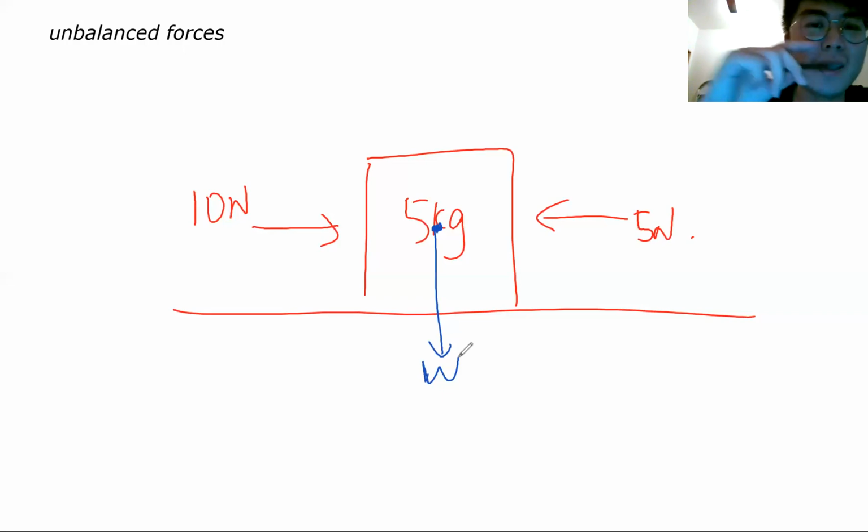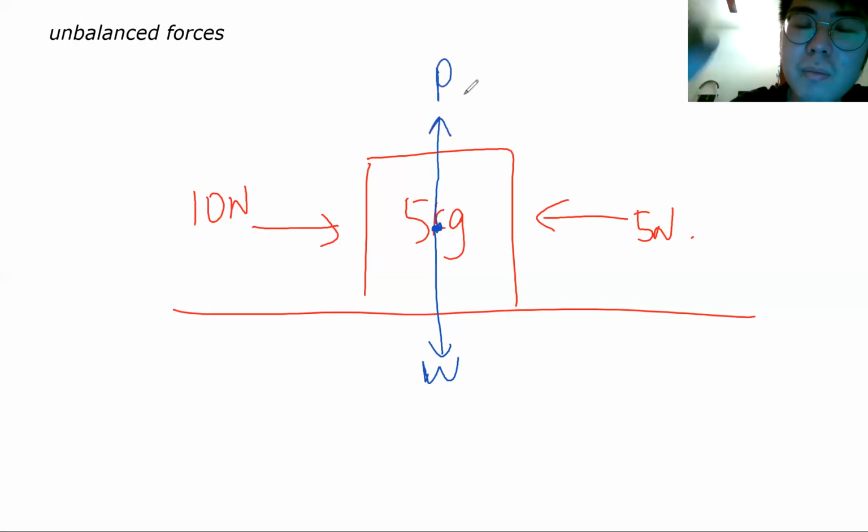First, what do you label? W. Okay, so it's on a surface, so W and R. Is there any other force? No. The other two forces are just 10N and 5N. Okay, now calculate the net force. What is the net force here? 5N acting to the right, 5N acting to the left. We just take 10N minus 5N. So net force acting to the right.